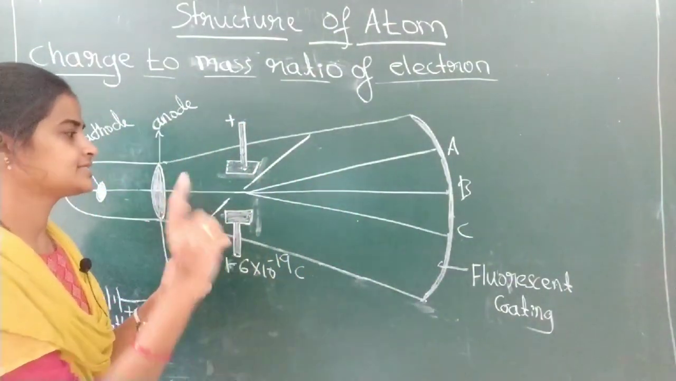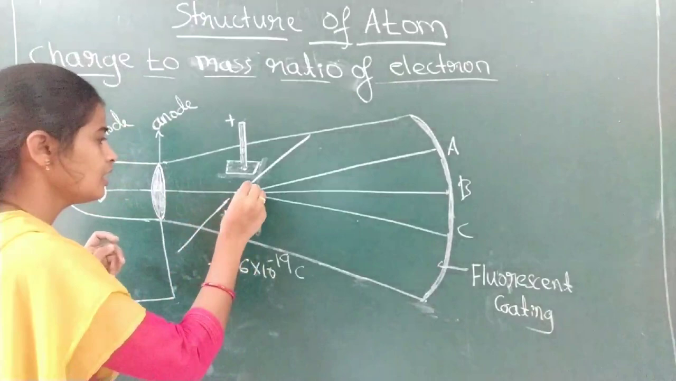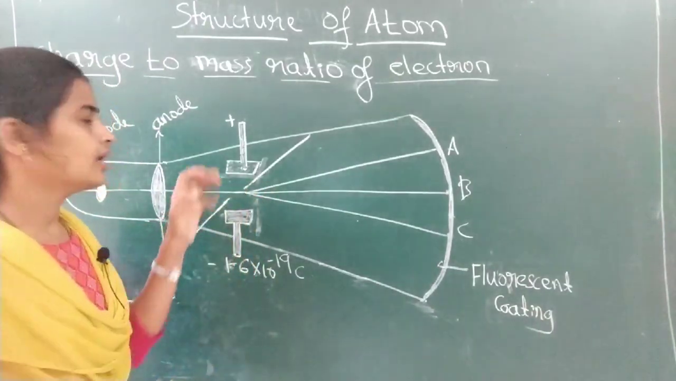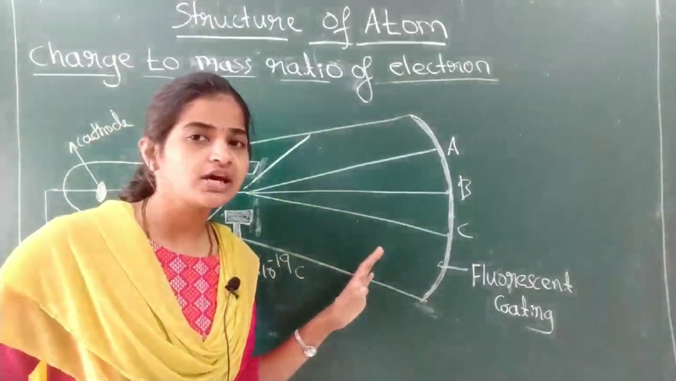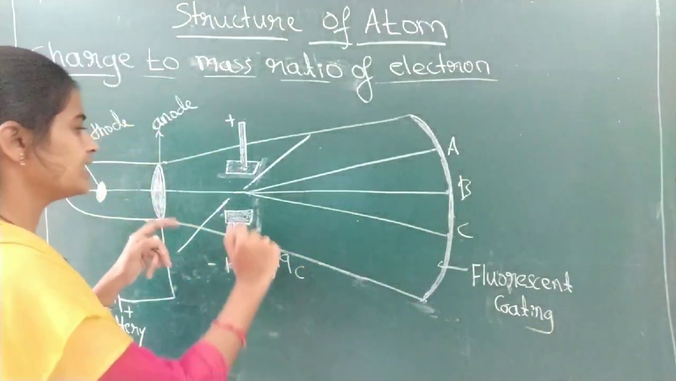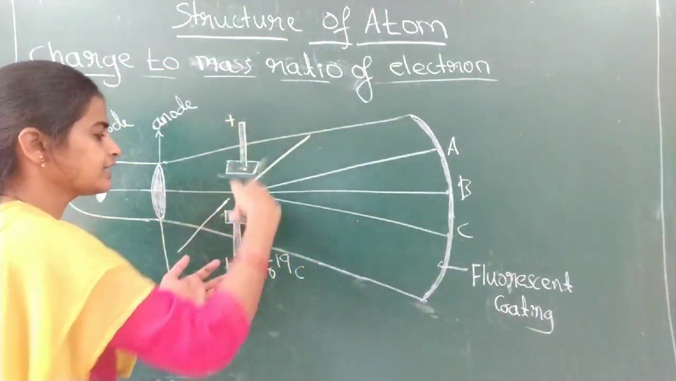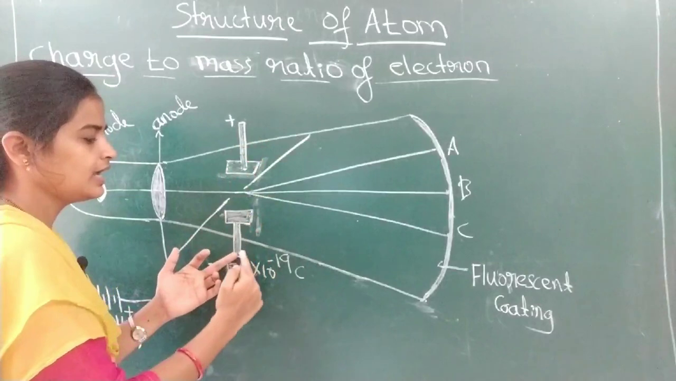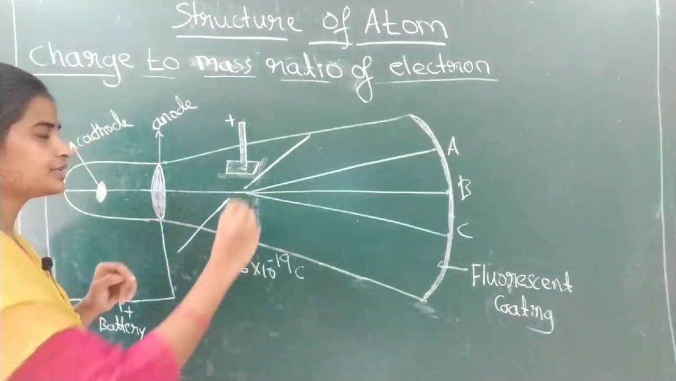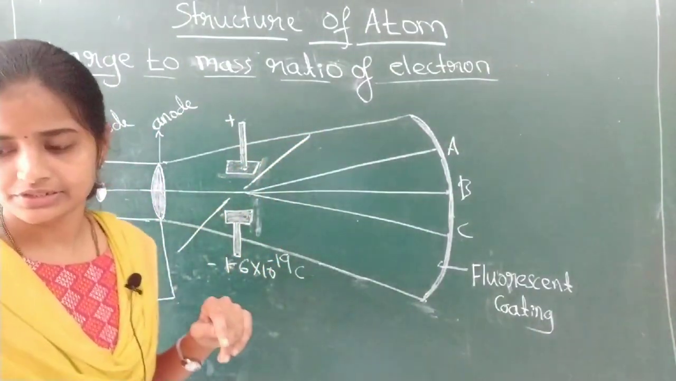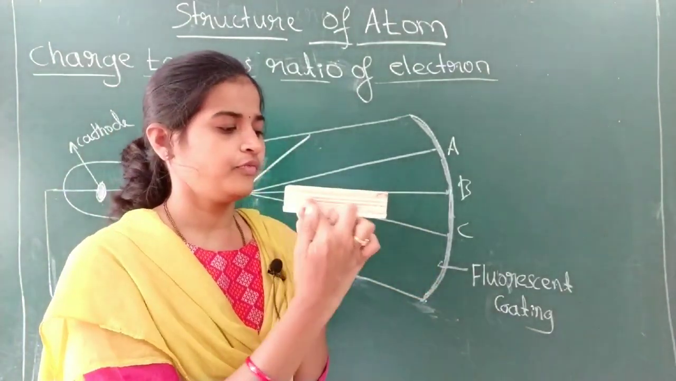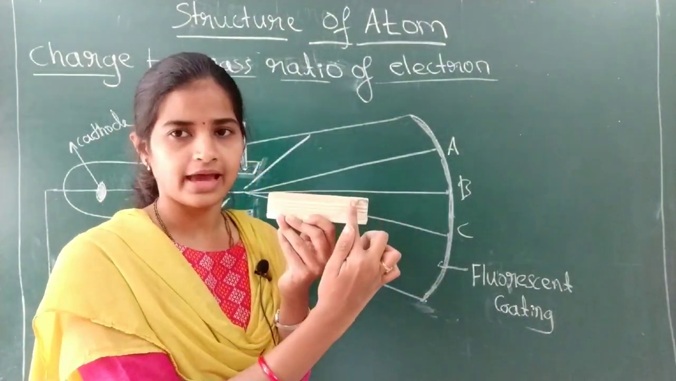Okay, and what has he done to that? He has applied an external electric and magnetic field. What has he done? He has applied an external electric field and magnetic field. Got it? This is what? Magnetic field. How is it? See, if this is the way of traveling of cathode rays.